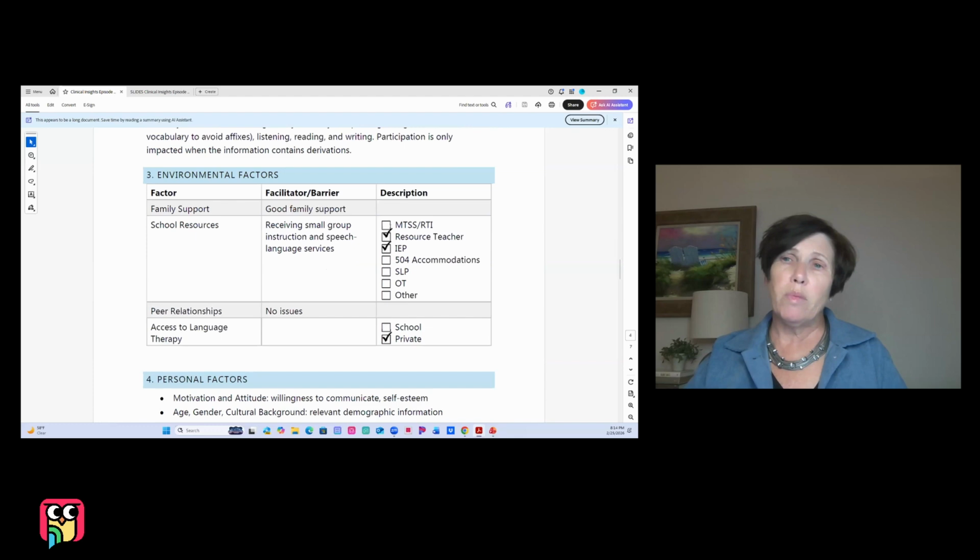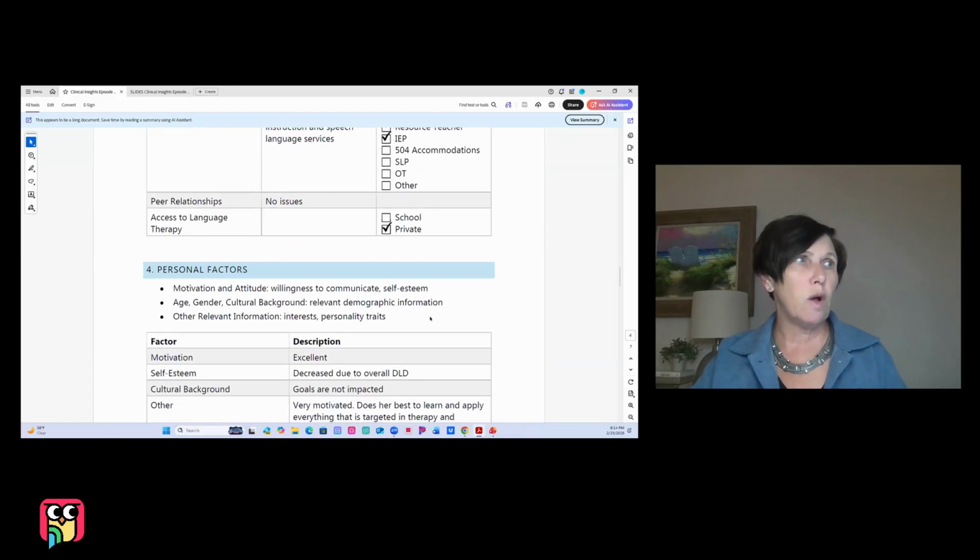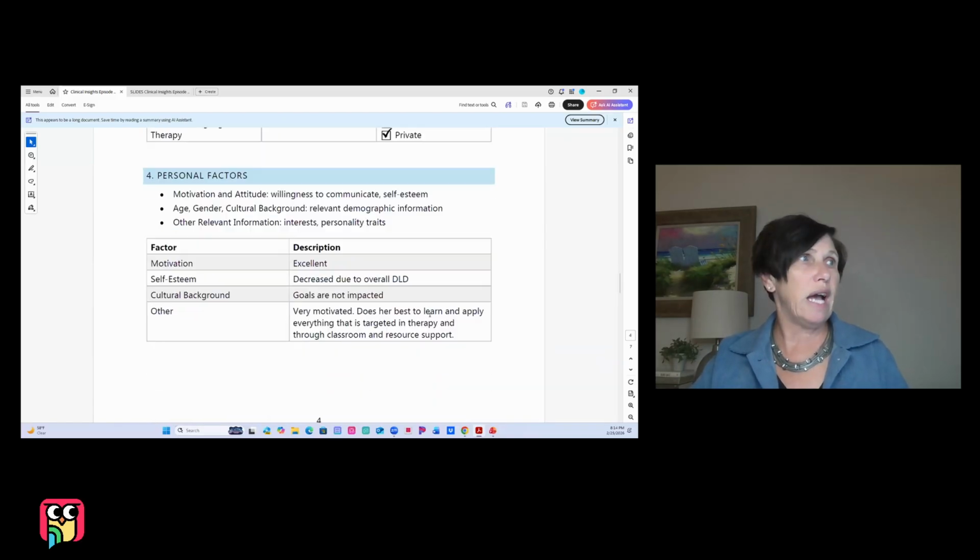When we look at environmental factors, she has good family support. At school, she has resource support, and she can have an IEP. And like I talked about, she sees me privately. If you are a school-based speech language pathologist, again, a lot of the strategies that I'm going to show you continue to apply as well. Number 4 is personal factors. Motivation, unbelievable.